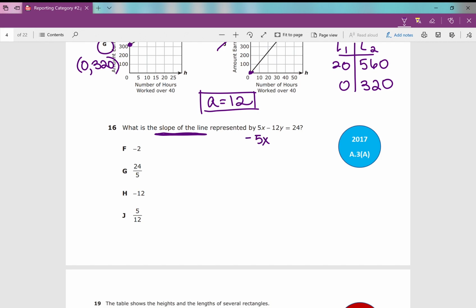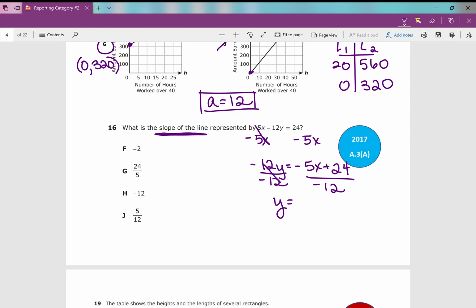Minus 5x, minus 5x. So now I'm going to rewrite it. Negative 12y equals negative 5x plus 24. And why do I write that x term first? Because I'm putting it in slope-intercept form. And now what do I do? Divide by negative 12. Everything gets divided by negative 12.